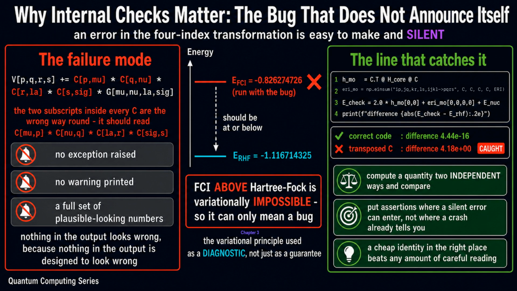The lesson generalizes far beyond quantum chemistry. Compute a quantity 2 independent ways and compare them. Put assertions where a silent error can enter, not where a crash would already have told you.